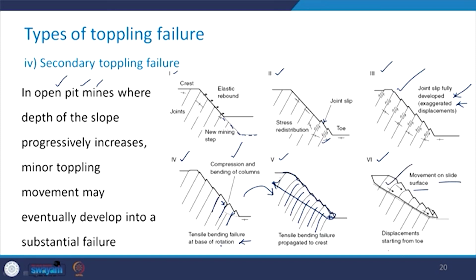So, there are displacements which are starting from the toe. This is the toe and the displacement starts from here, and it triggers the movement on this slide surface. So you see that it was a very small event in this case, but it led to the sliding of this whole mass along this particular surface. So, we need to be extremely careful with the identification of these toppling modes before we start the analysis of the slope which may undergo the toppling failure.